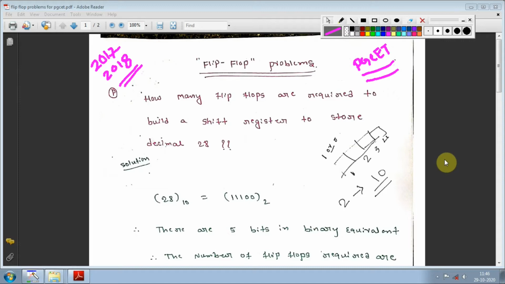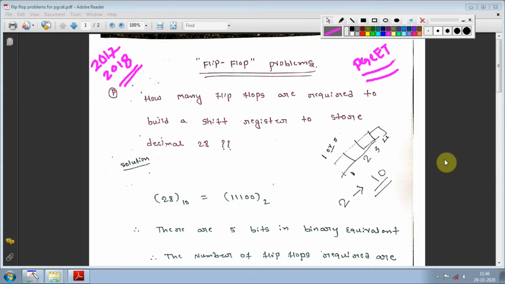In this video we are going to solve a few problems on flip-flops. These are the problems which were asked in the PGCET 2017 and 2018 question papers. These types of problems are continuously asked. If you observe the pattern from 2015 onwards up to 2018-19, you can see 4 or 5 questions will be asked on these flip-flops.